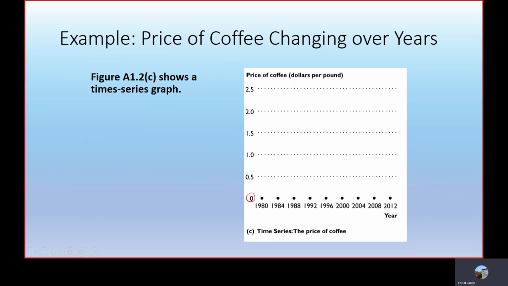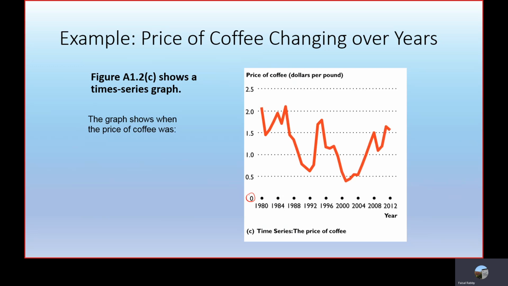And on the vertical axis, suppose somebody is measuring the price of coffee in a particular country in terms of dollars, right? And let's say they found different prices for different years, and in 1980 they found the price of coffee was equal to about $1.5 per pound.